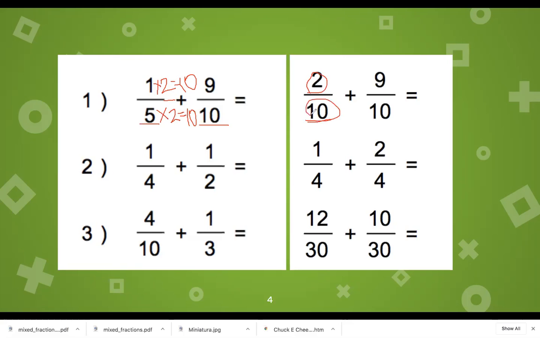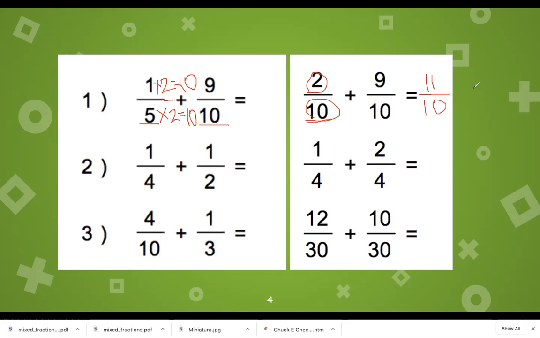And so now I can add: 2 plus 9 is 11. And then I just copy the denominator over, because in fractions we don't add the denominators, we only add the numerators. Okay, so I get 11/10.